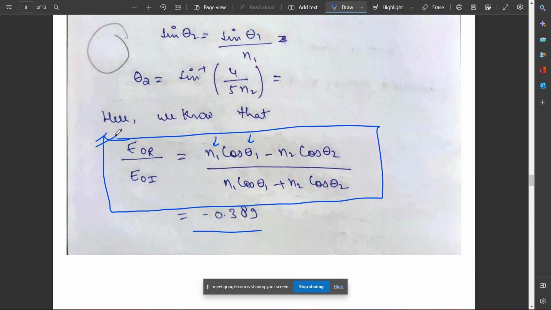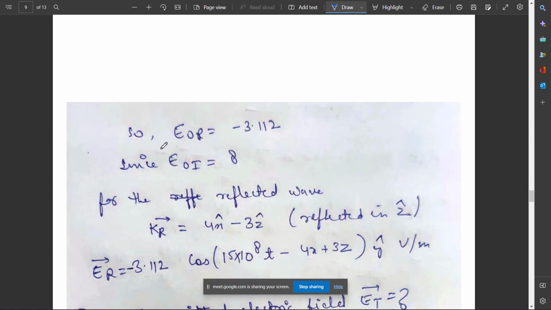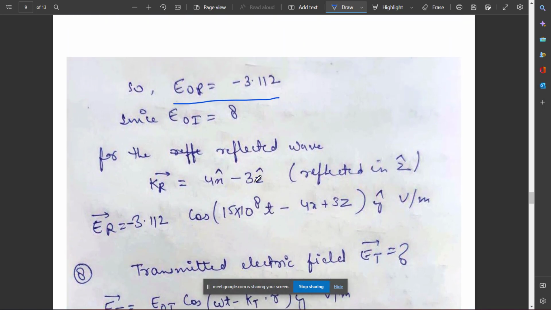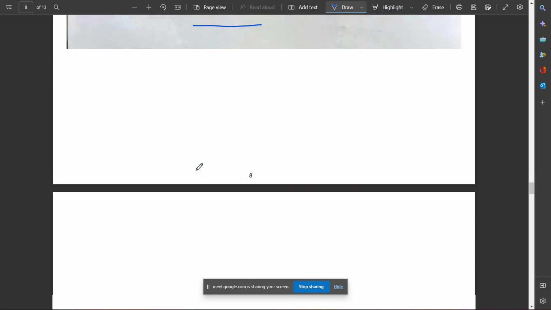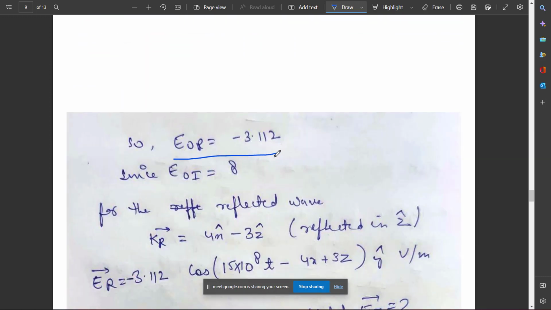The formula that we have to use. Epsilon naught r will be equal to minus itna into E naught I. So E naught R is equal to minus 3.12, since our E naught I was 8.